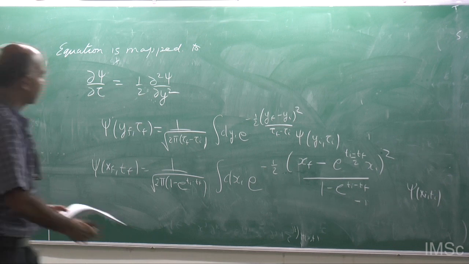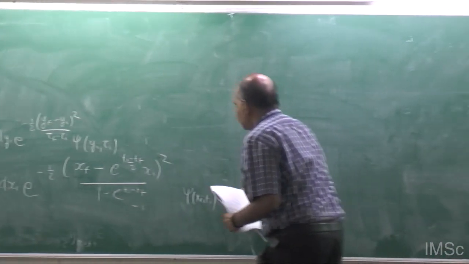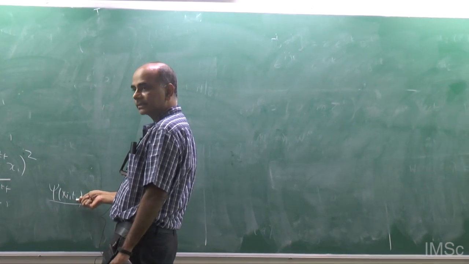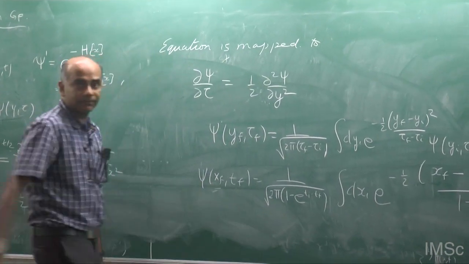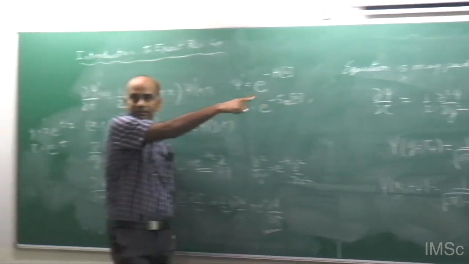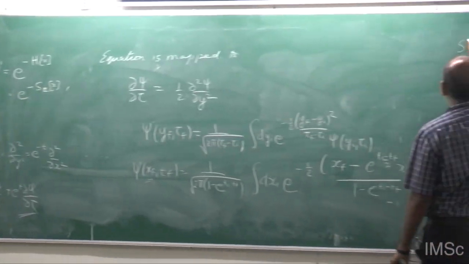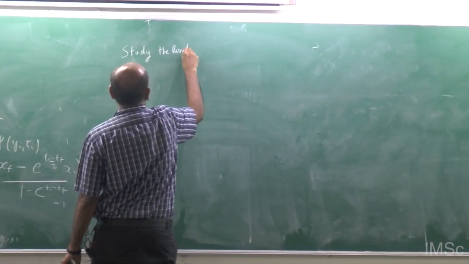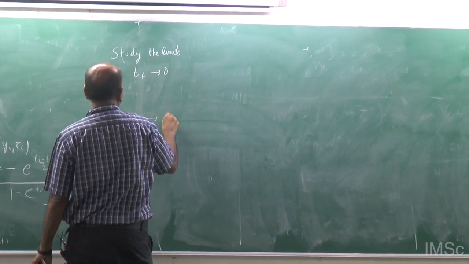What is that property? Look at the behavior as... so you start with some initial state, function of xi at initial time ti, evolve, you get some final state as a function of xf and tf. But remember that what you're calling a state or wave function is just e to the power of minus that. So study the limits. And tf goes to infinity.